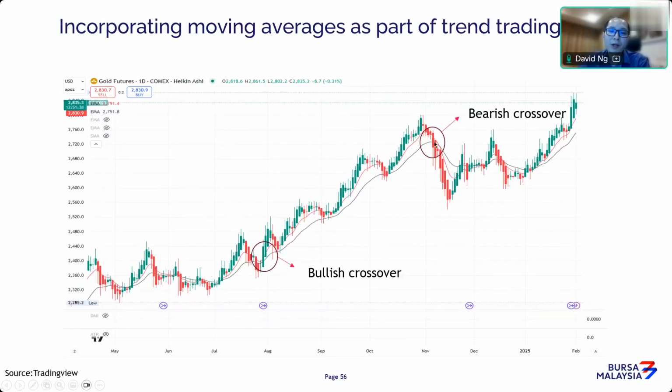Now, you can incorporate moving averages. Moving averages together with Heikin-Ashi can give you quite a good signal, in the sense that you can use 2 different moving averages of varying periods. One is shorter term, one is longer term. Crossovers are simple: whenever the shorter term crosses above the longer term, it's telling you the market potentially is going to go higher, a bullish phase. Vice versa, if the shorter term crosses below, it's telling you the market is potentially going lower.